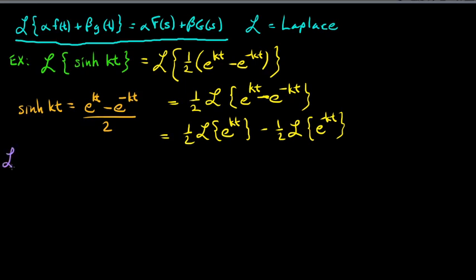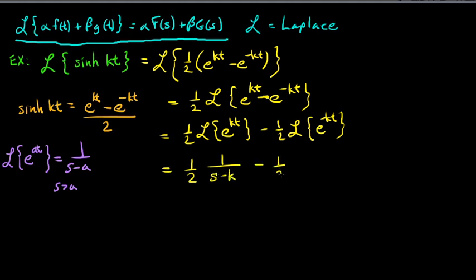Now, we did this already. Just to remind you, we did the Laplace transform of e to the at. We called it a in that case. And the Laplace transform was 1 over s minus a for s greater than a. So the only difference is we're not calling it a anymore, we're calling it k. But there you go. So this will just be 1/2 times 1 over s minus k, right? And then minus 1/2 times 1 over s minus negative k, or s plus k.